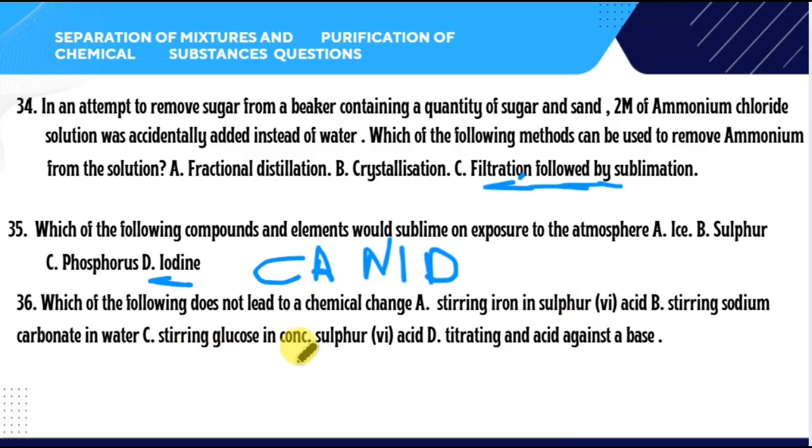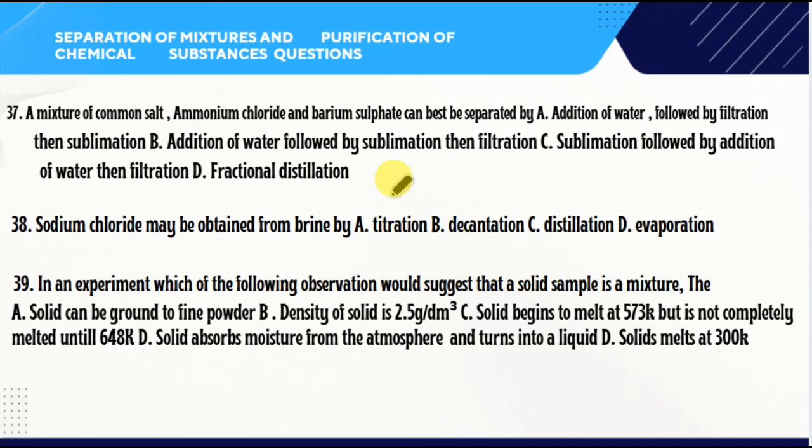Stirring glucose in concentrated sulfur 4 oxide. Since sulfur 4 oxide is a dehydrating agent, it will lead to charring and formation of carbon. So this is a chemical process. Titration of acid and base is also a chemical reaction. Definitely the answer will be option B. It's just a dissolution process.